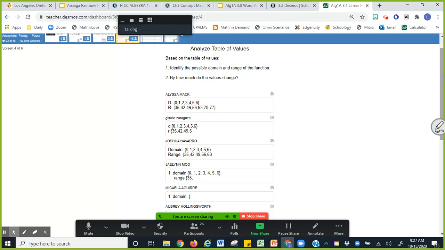Conceptually, it doesn't have to stop at 6, right? But in the story, I said you only have enough money for 6. So the domain will just be from 0 to 6. But if I took out that restriction, then the domain would actually be the set of non-negative integers, because the number of people joining the gym could be more than 6. All right, so it's really important that you base your answer in the context of the story.